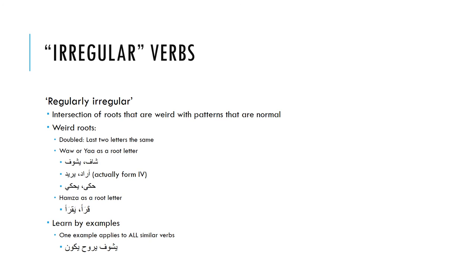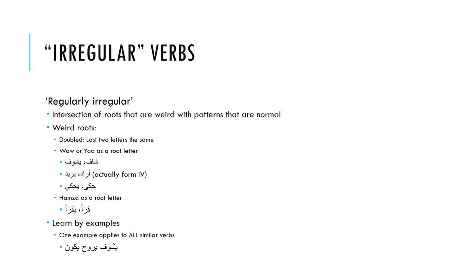There's also another kind of weird root, where you have a waw or a ya as a root letter. And of course, there are three letters, so you could have three places it could be: the beginning, the middle, or the end. We know a ton of verbs that have a waw as the middle root letter. Shaf, yeshuf, ken, yakun. All of those have that nice root letter in the middle of being a waw. Arada, yurid, has a ya in the middle. We can see that in the present tense form.